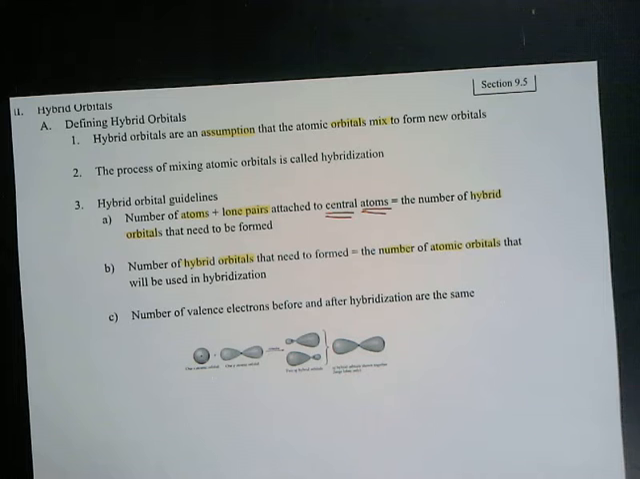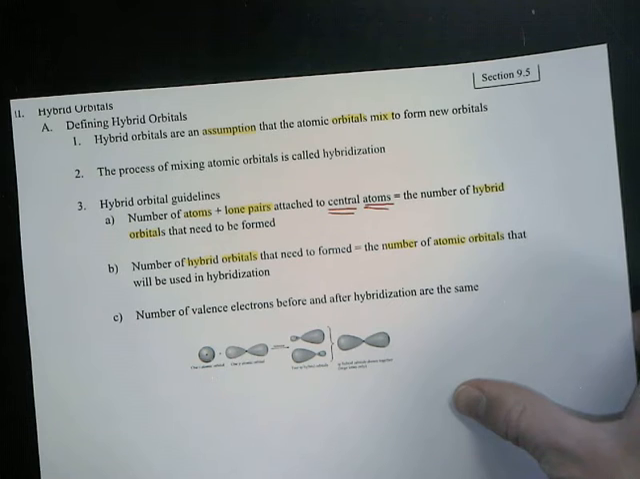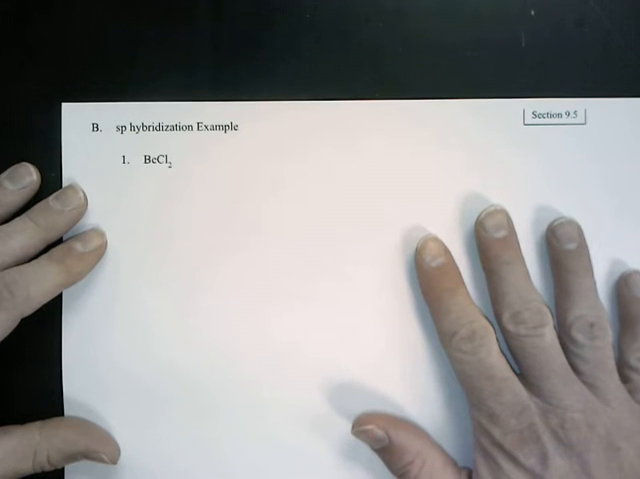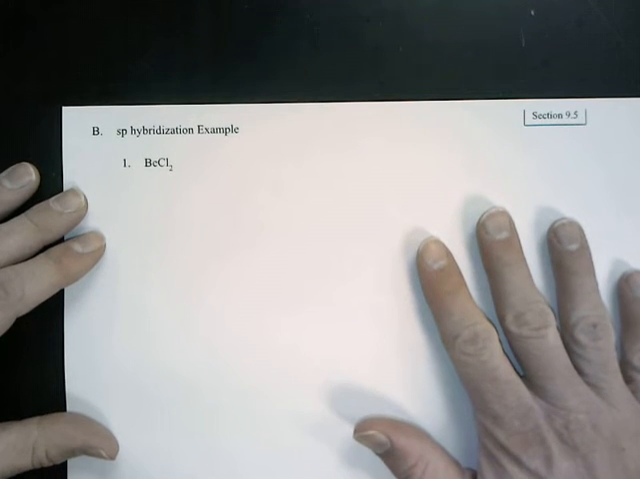Some other important things here is that the number of hybrid orbitals that need to be formed is equal to the number of atomic orbitals that are used in hybridization. It kind of goes along with the law of conservation of mass and matter for those items. Okay, so we're going to go through some different examples, and then we'll kind of expand on this as well. But our hybridization is a direct result of what needs to bond.